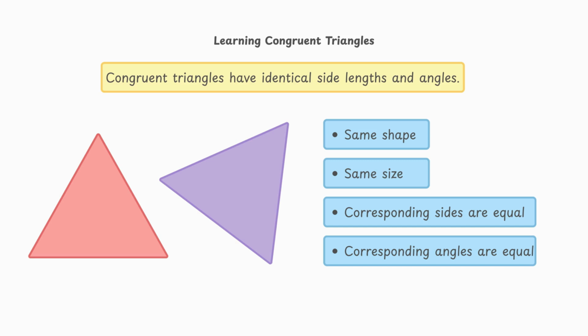That is the test. Now let's summarize the key idea. Congruent triangles have the same shape, the same size, equal corresponding sides, and equal corresponding angles. This is the foundation for everything we will do next, because once we know triangles are congruent, we can use that to prove many other results in geometry.